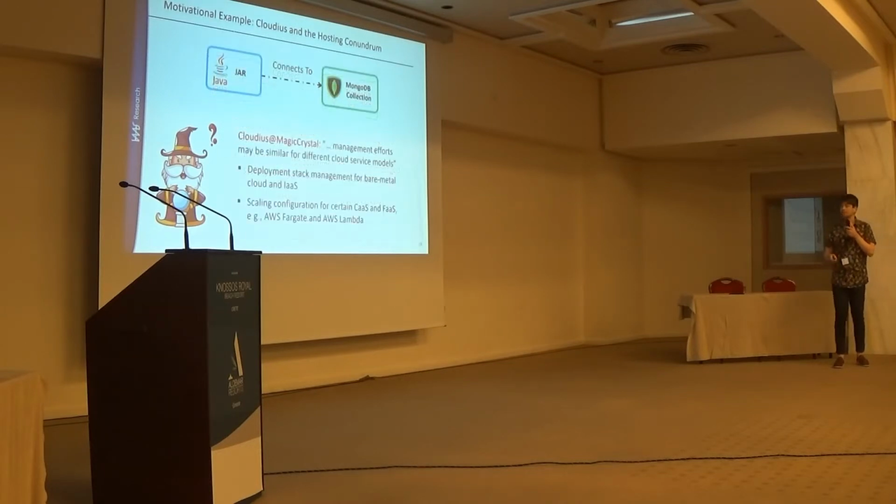We say, okay, this is an amount, the unit, and then we just rely on providers to run these containers for us. The management efforts also may be similar for different cloud service models. Given deployment stack management for bare metal clouds and infrastructure as a service, we are responsible basically for managing the entire stack. And the scaling configuration could be similar, as we just saw for container as a service and function as a service, because we did Fargate and host containers there, which are similar to the way we can host functions on AWS Lambda, and they are scaled by providers.